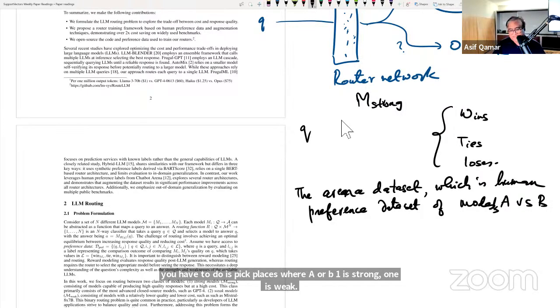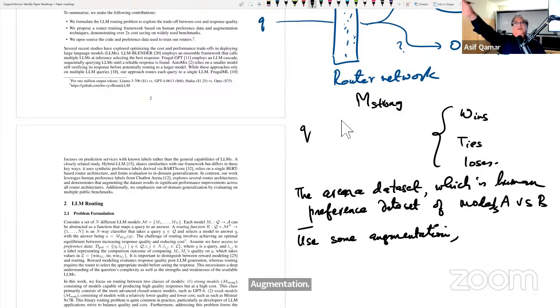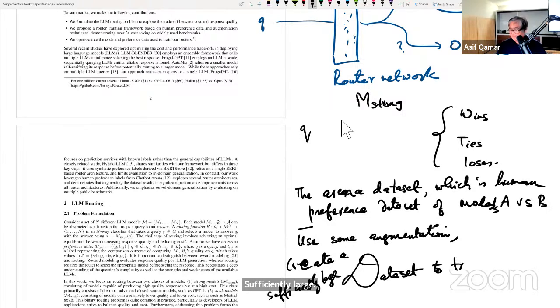Now you have the data, you take this data and use some augmentation. Then you can create more queries and ask another LLM to judge which of the two responses was better. Use all sorts of techniques to finally create a sufficiently large training data set to train the router.